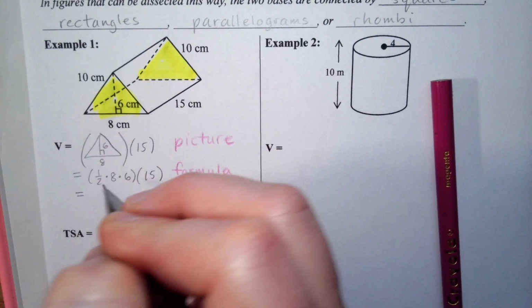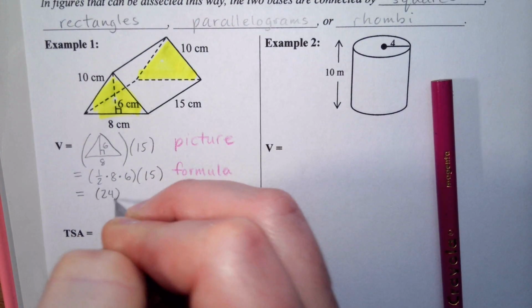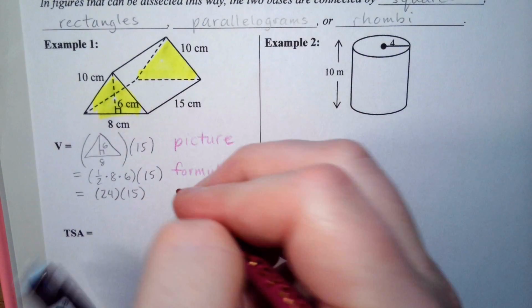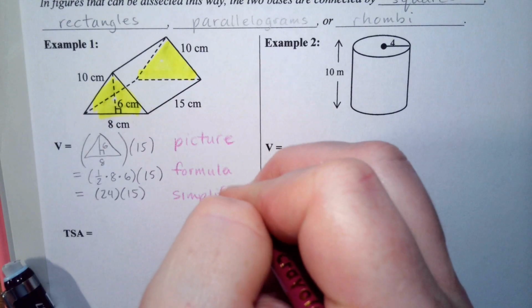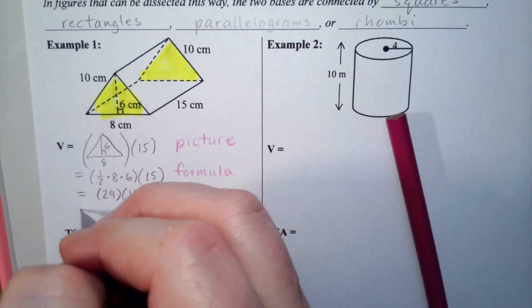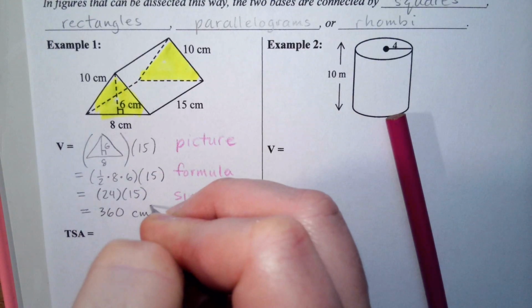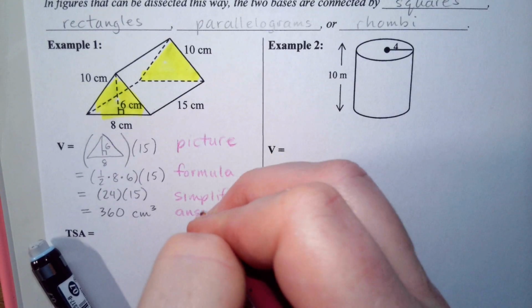Okay, third step, simplify. What I mean by that is something like this. I show a little bit of work, I start cleaning up some of the pieces I was finding. Simplify. And then we just multiply those together and we get an answer of 360 cubic centimeters. And we have our answer.